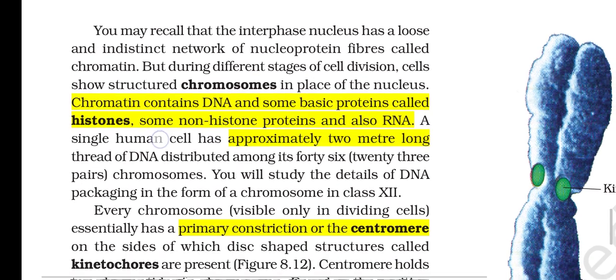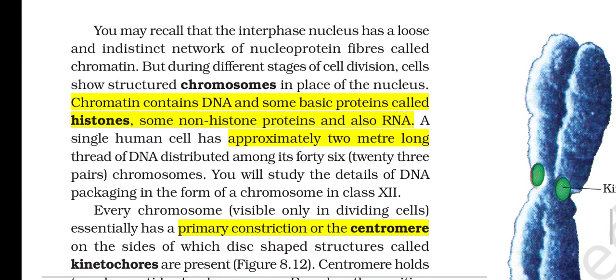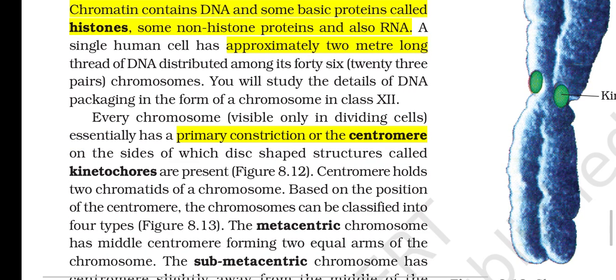You may recall that the interphase nucleus has a loose and indistinct network of nucleoprotein fibers called chromatin. But during different stages of cell division, cells show a structured chromosome in place of the nucleus. Chromatin contains DNA and some basic proteins called histones, some non-histone proteins, and also RNA. A single human cell has approximately 2-meter long thread of DNA distributed among its 23 pairs of chromosomes. You will study the details of DNA packaging in the form of chromosome in class 12.